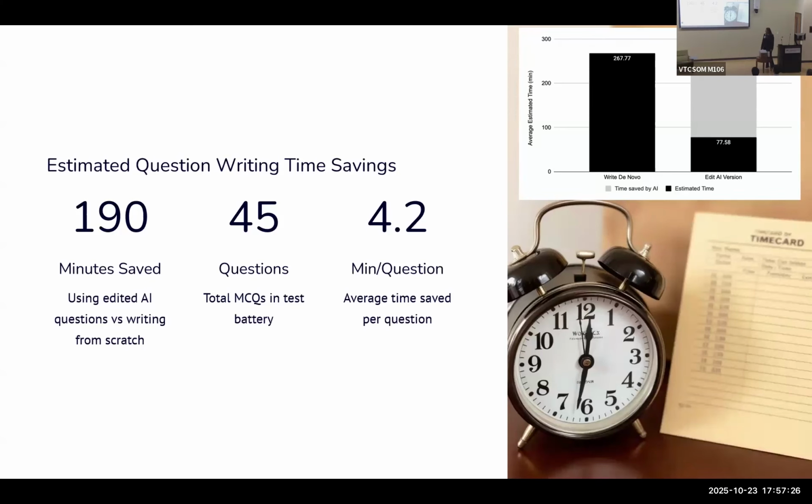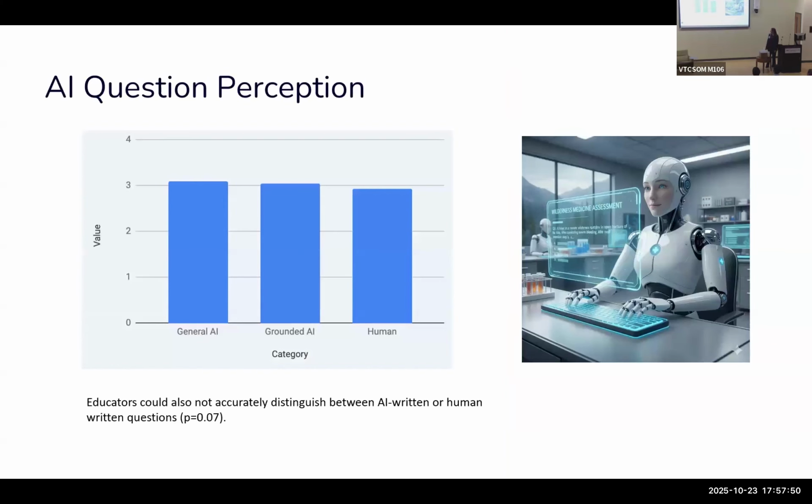Interestingly, based on averages of the amount of time they thought it would take them to write this 45-question test de novo versus to edit the 45-question test they were given, they said that it would save them about 190 minutes, so a little bit over 3 hours, to use AI to write this test and just edit it, as opposed to having to write these questions themselves.